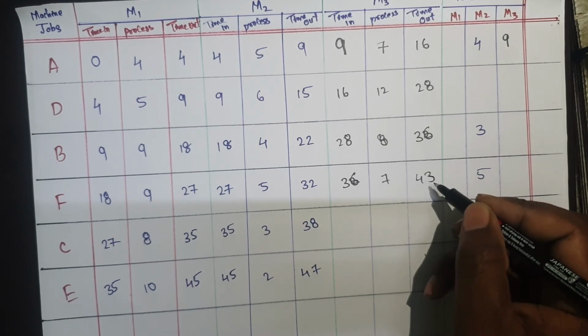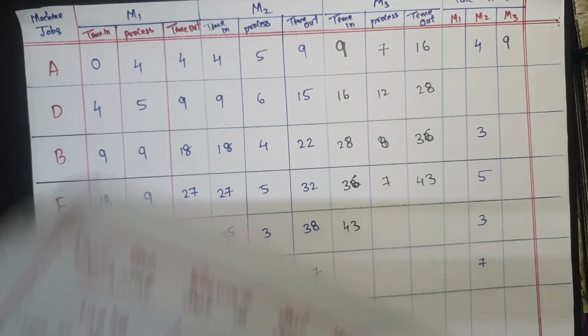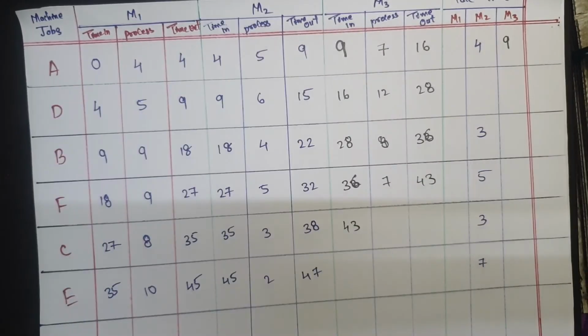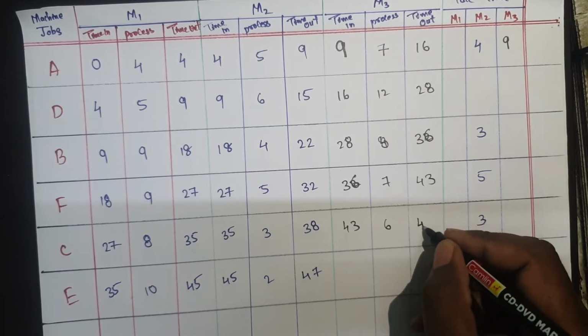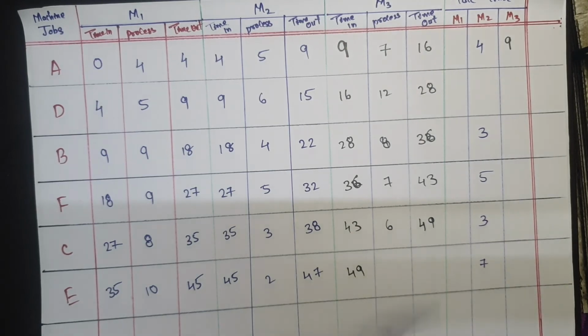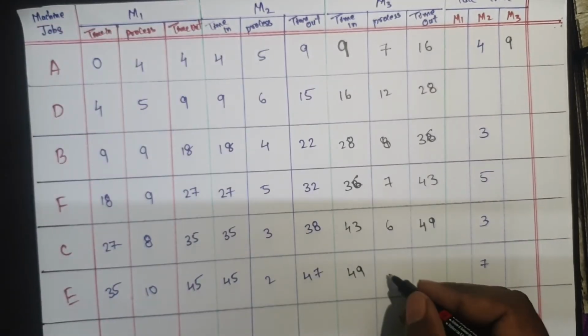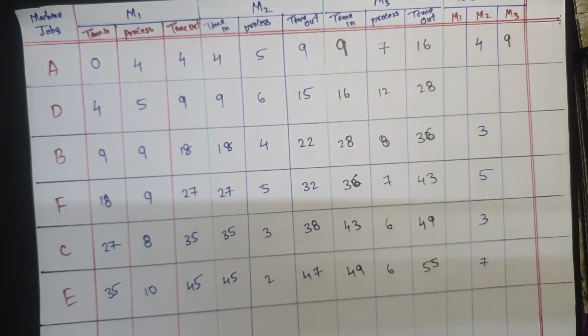How much will it become? 43. So, 43 you can write here. What is the value here? In C, what is the value? 6 is there. If you write 6 here, how much are you getting? 49. So, 49 you can transfer here. Then E, what is the value? 6 will be there. So, how much are you getting? 55.